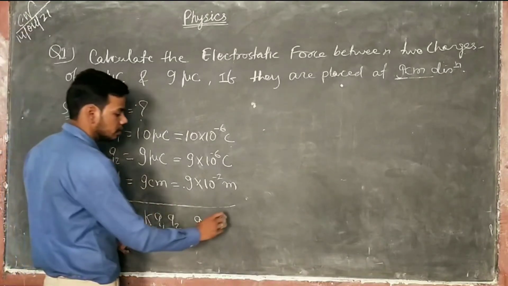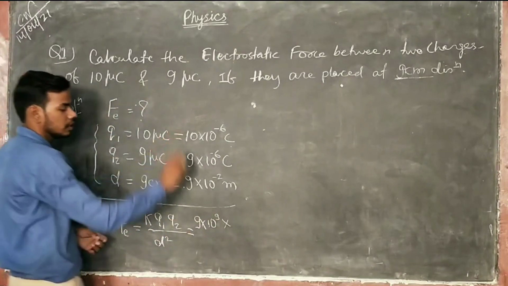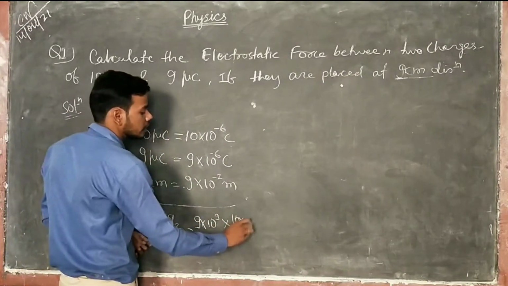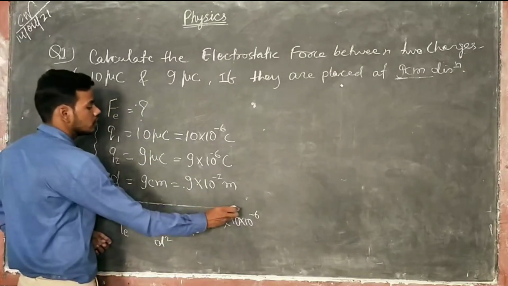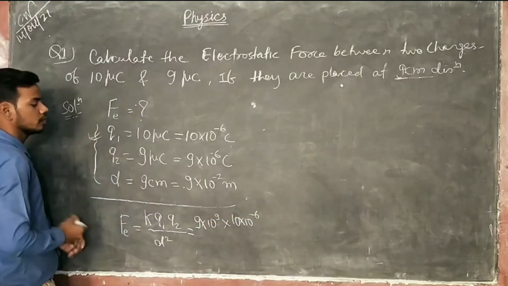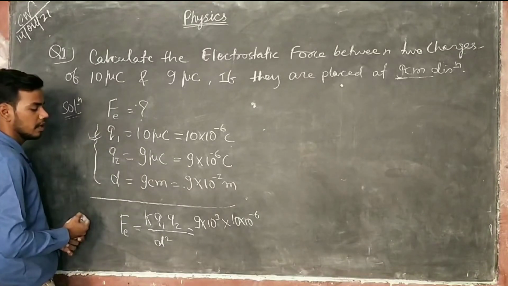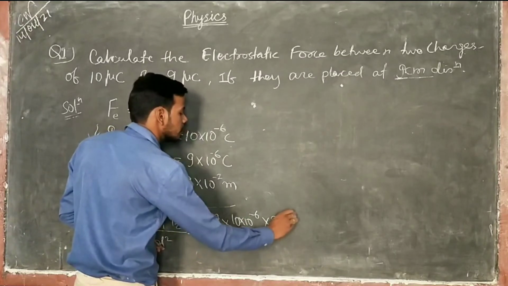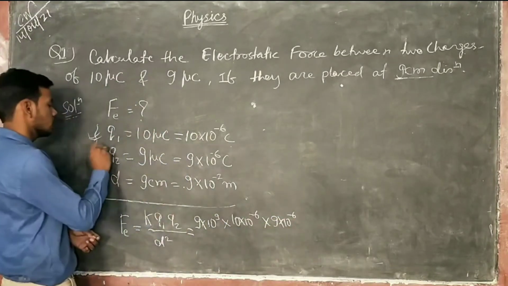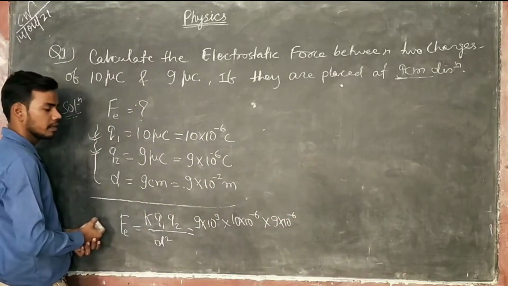So I have taken here Q1 as 10 into 10 to the power minus 6. It has been given already in the question. I have written it here also, you can see, students. And Q2 is 9 into 10 to the power minus 6, which is also given in the question.